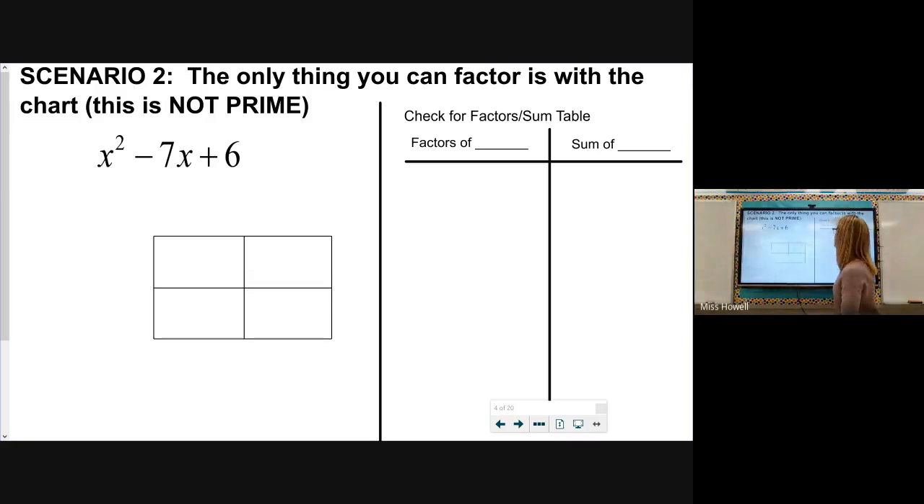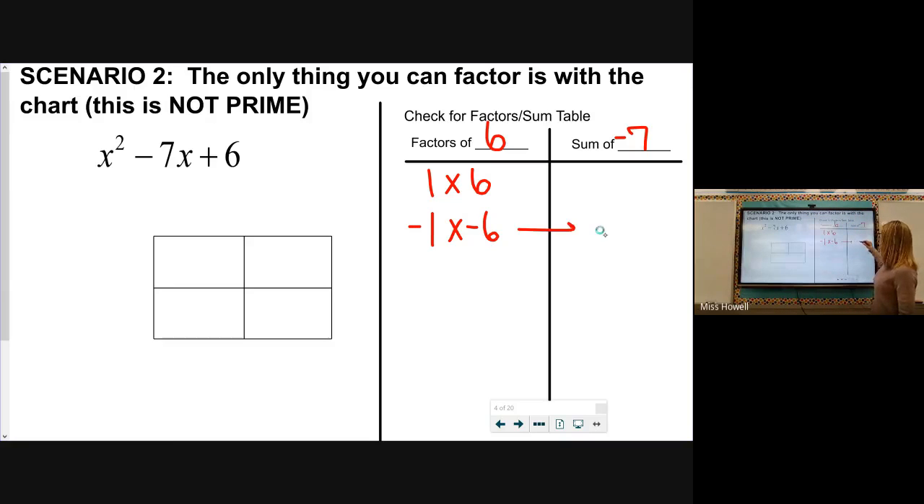So we're going to go to our guess and check. We need factors of 6 that would end up giving us a negative 7. So 1 times 6 seems like a good combo. However, 1 plus 6 would be 7, not negative 7. So remember, your other option here would be a negative 1 and a negative 6. All right, there's our magic combination.